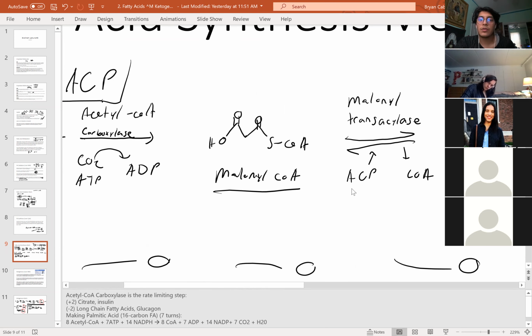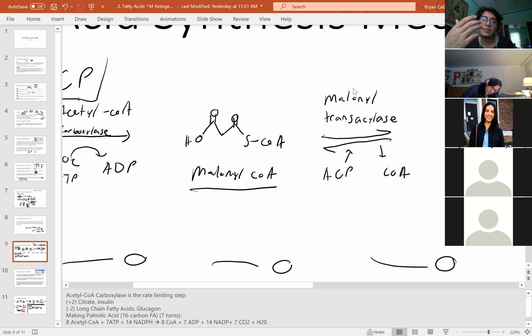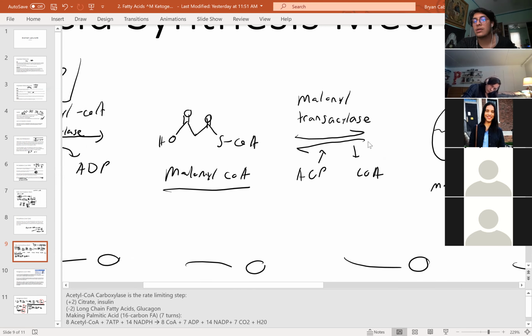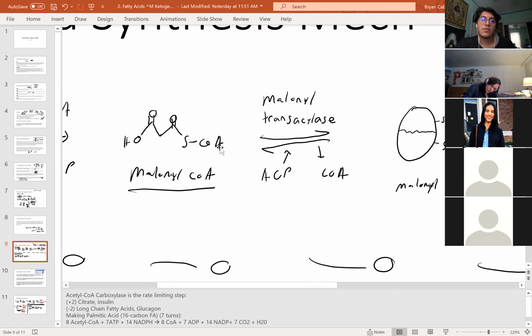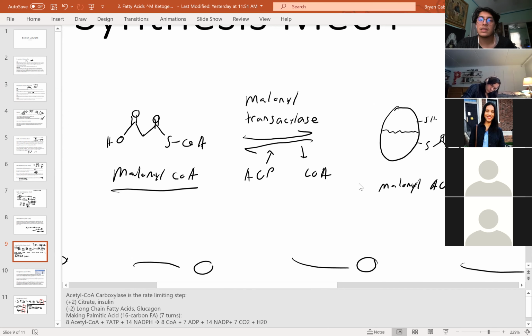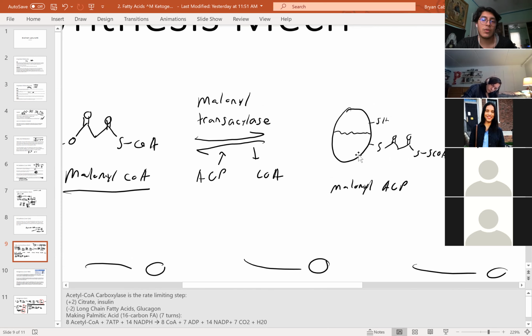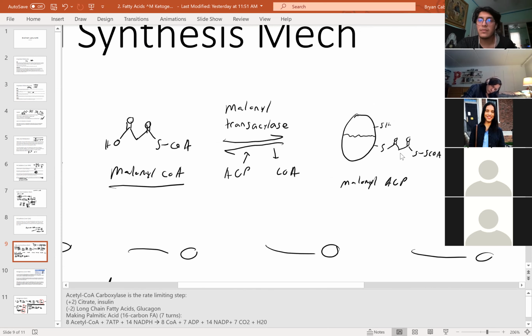Okay, so you take malonyl-CoA and use this aptly named enzyme, malonyl transacylase. Trans means to change, and acylase changes the acyl group location. You're going to be taking off the CoA and introducing it to the ACP, producing this malonyl ACP. So the malonyl is now loaded onto your ACP.